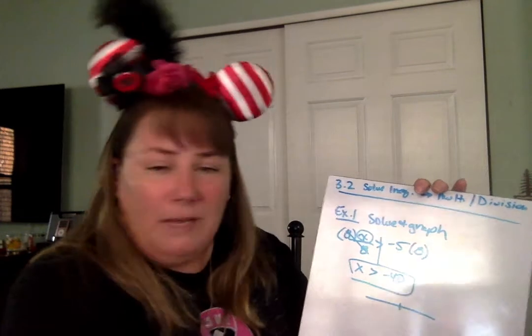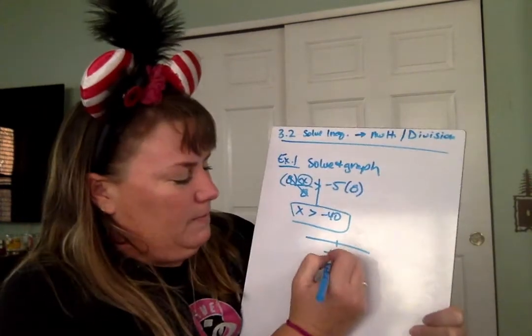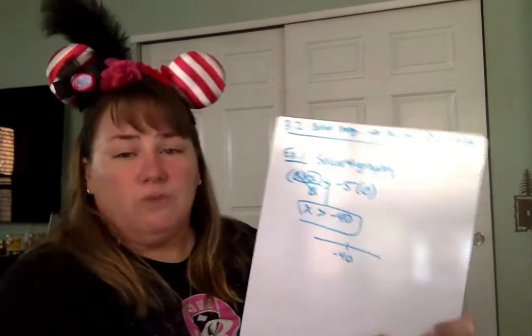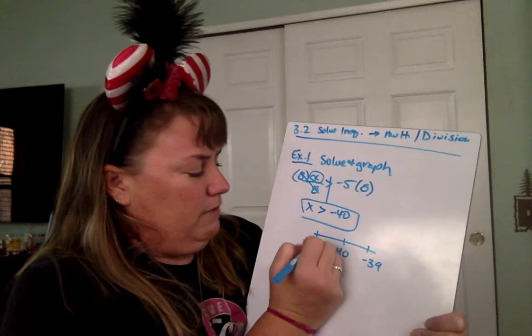Number line. My kids, remember, we only do 3 numbers. The one it's talking about, 1 in front and 1 in back. So there's negative 40. 1 in front, negative 39. 1 in back, negative 41.